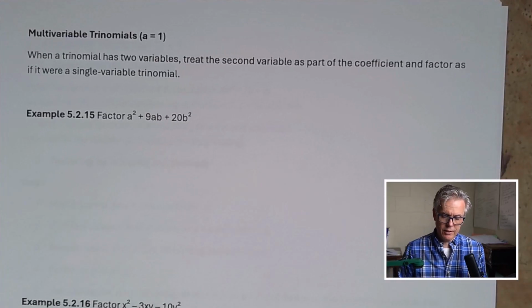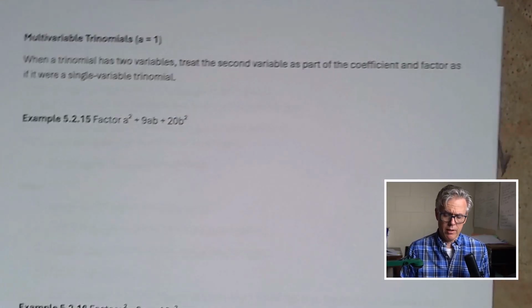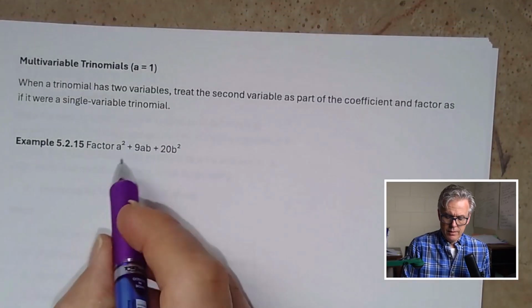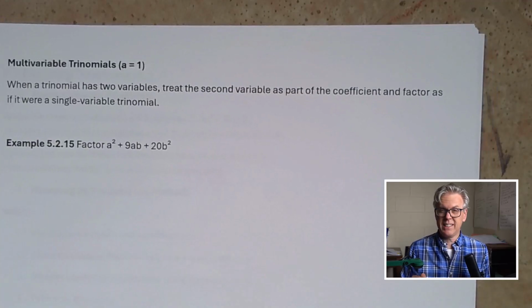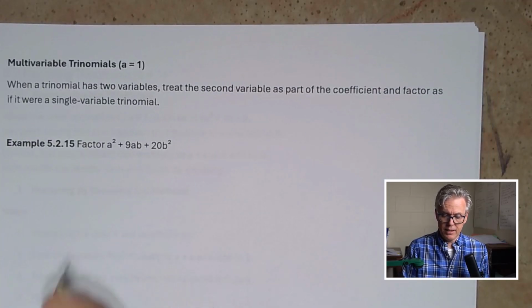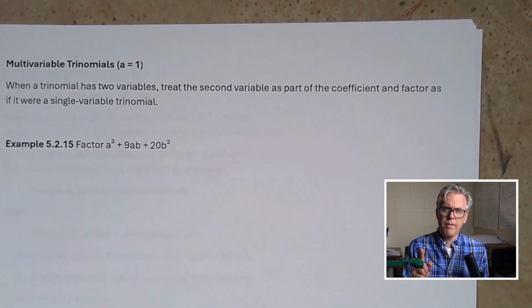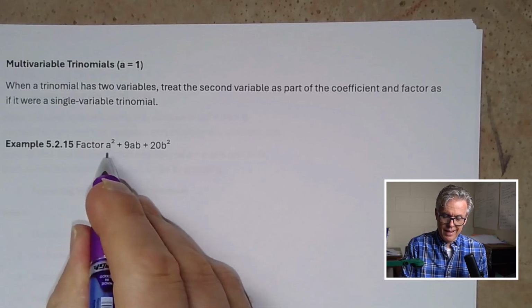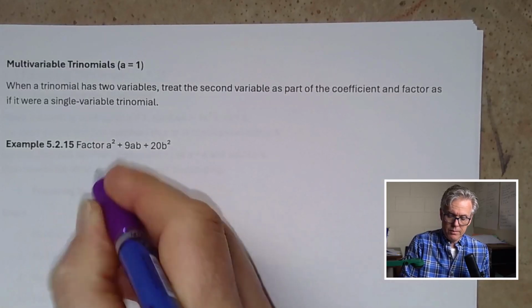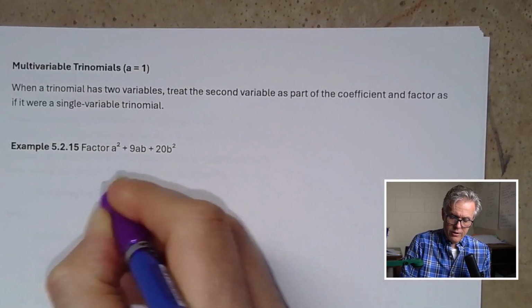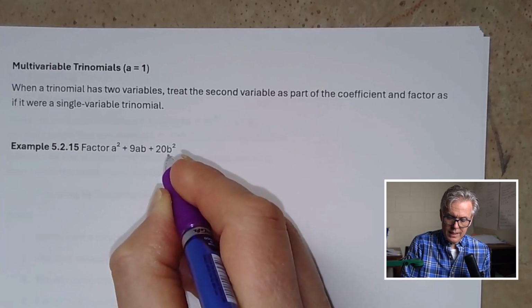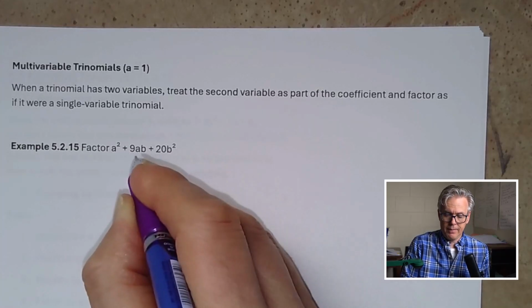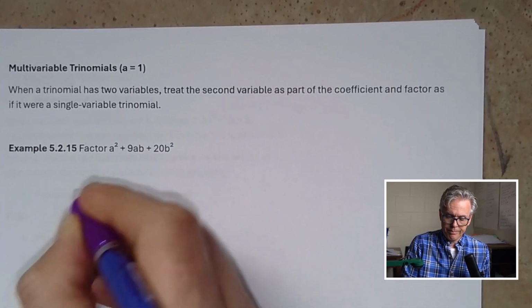Okay, the last little lesson on this one, multivariable trinomials. So we don't do these any differently, except we just have another variable we have to pay attention to. So again, number one rule of factoring, look for common factors. I don't have any common factors. So let's go ahead and look for factors of 20b squared that I can add to get that middle term.